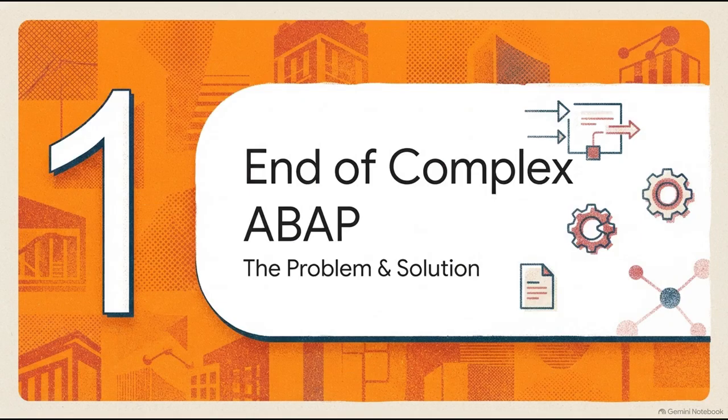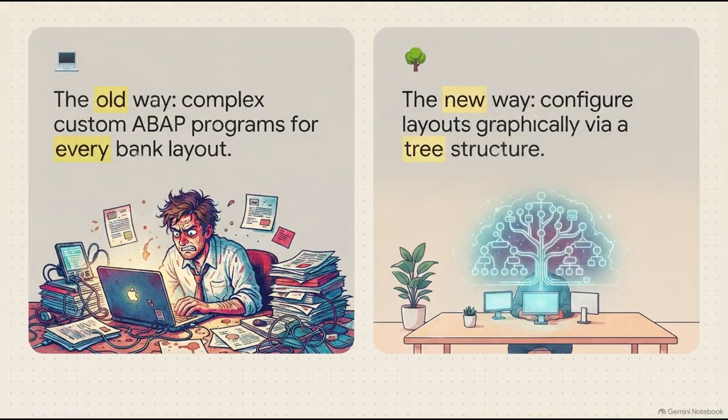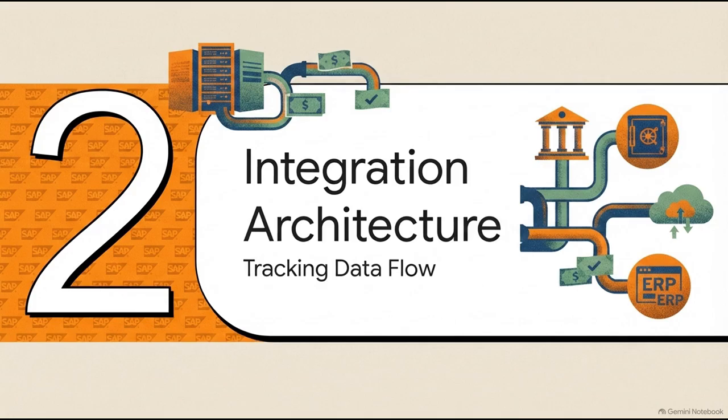Section 1. The end of complex ABAP. Think about how things used to be done. Historically, every single time a company needed to send a specific file format to a commercial bank, it required a developer to sit down and write incredibly complex, custom ABAP programs from scratch. It was tedious, it was rigid, and honestly a massive headache. Enter the new way. The DME engine changes the game by allowing a functional consultant, you, to configure that entire file layout graphically. You're no longer writing endless lines of code, you're just building a visual tree structure. It's brilliant.